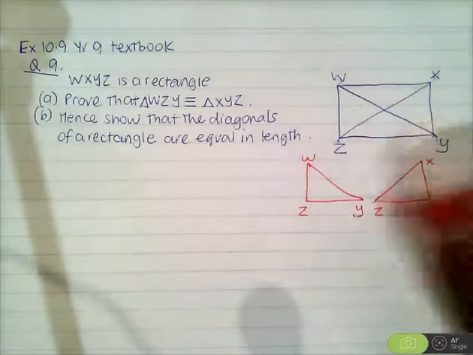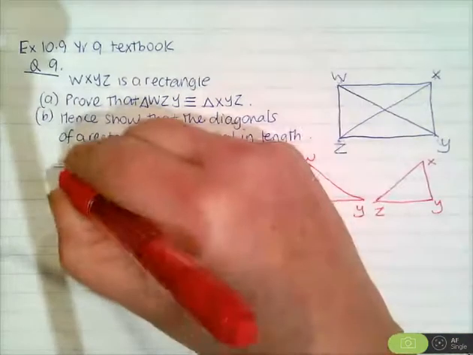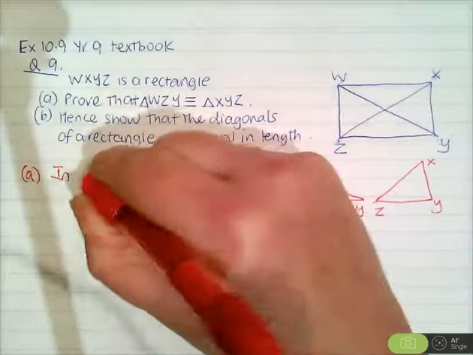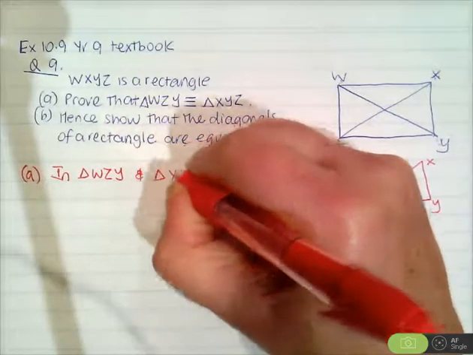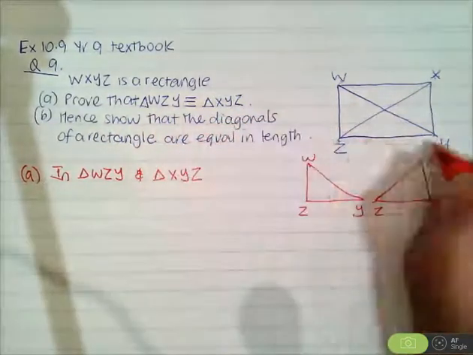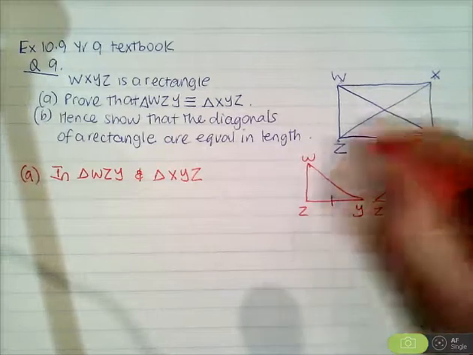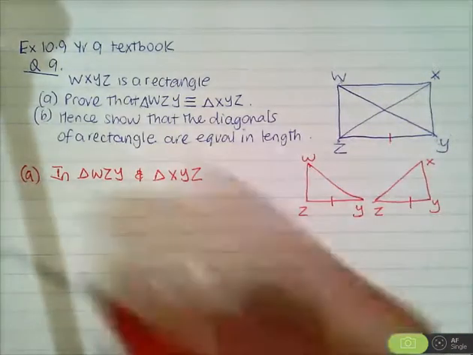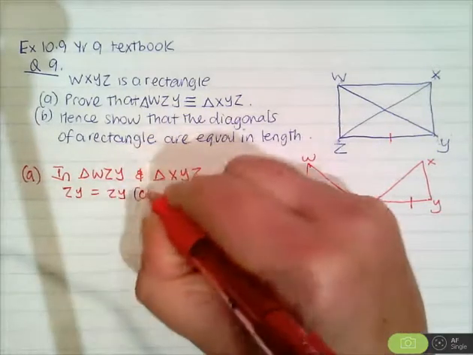Now let's have a look. We're trying to prove that these two triangles are congruent. Well, we can already see, part A, in triangle WZY and triangle XYZ, we've got a common side, so let's do that first. So we can see that ZY is common. So we can say ZY equals ZY, common side.